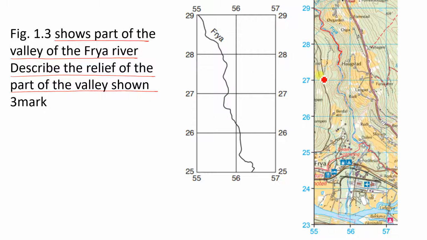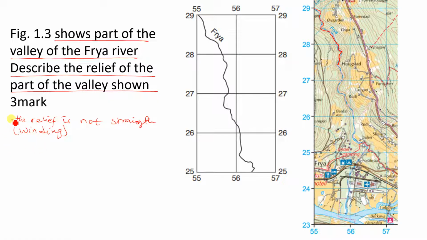Now, the first thing is, the relief is how the land within that area is arranged. So if you look at this, you find out that the land here using the contour is not straight. So the relief is not straight. So it is bending. So sometimes you can use the word winding.